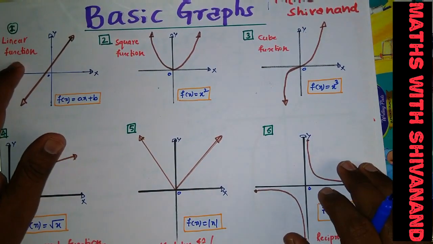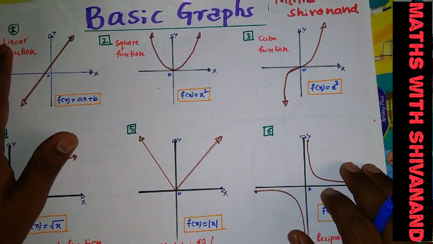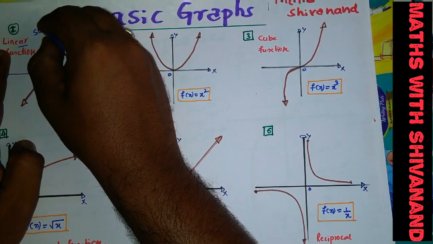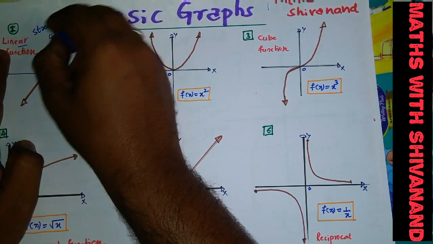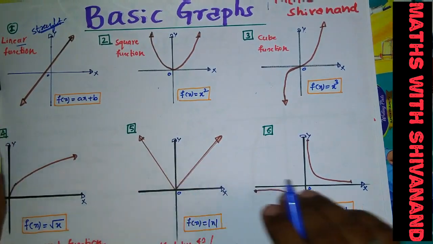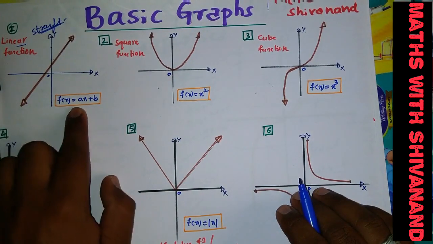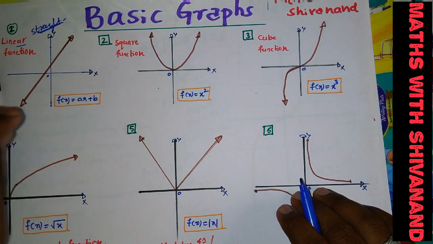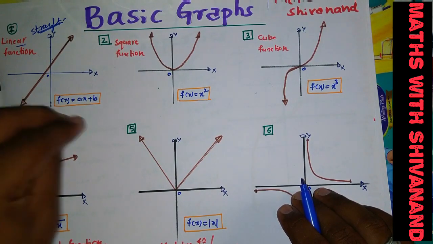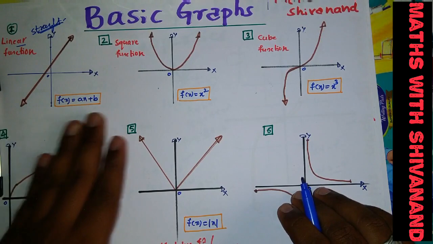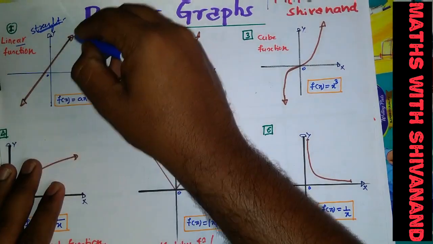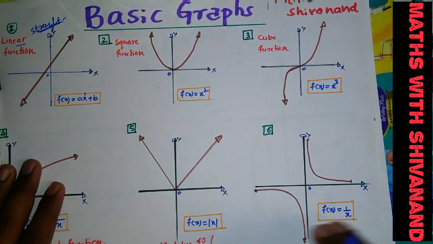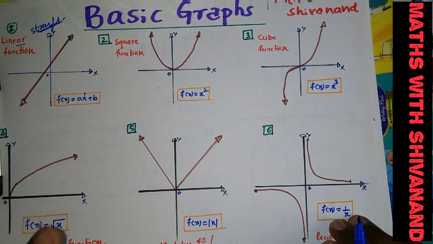Graph number 1 is a linear function. Keep in mind, whenever the word linear comes, it is always in the form of a straight line. So f of x is equal to what? The algebraic interpretation is ax plus b. Any polynomial in the form f of x equal to ax plus b always represents a linear function, with the power degree equal to 1. So a linear function is nothing but a straight line.